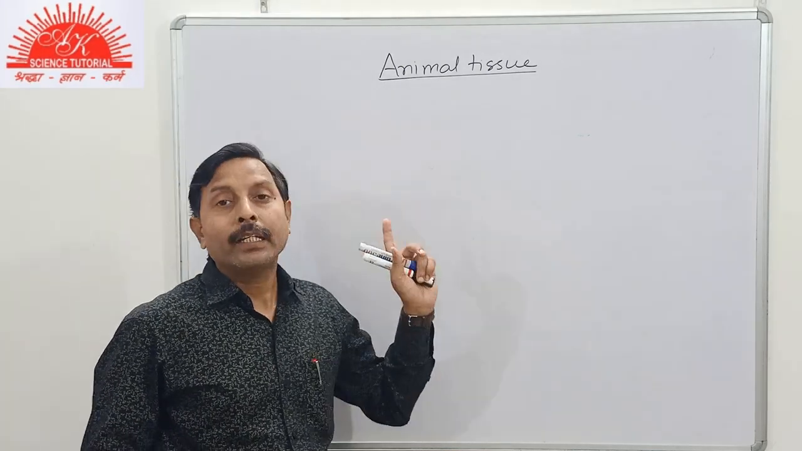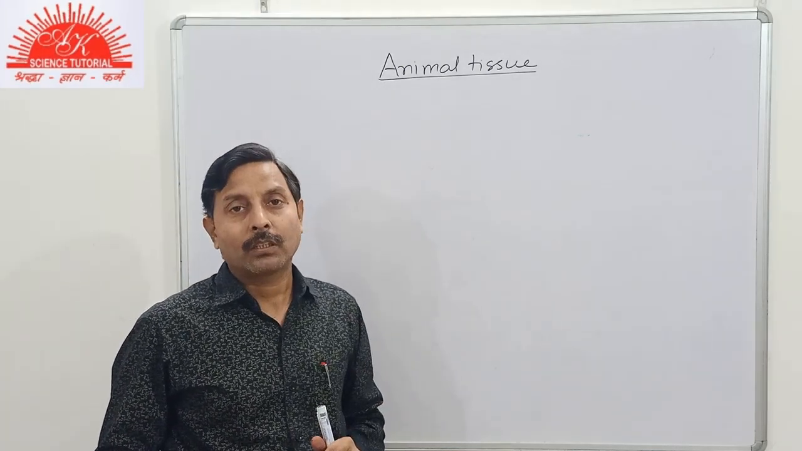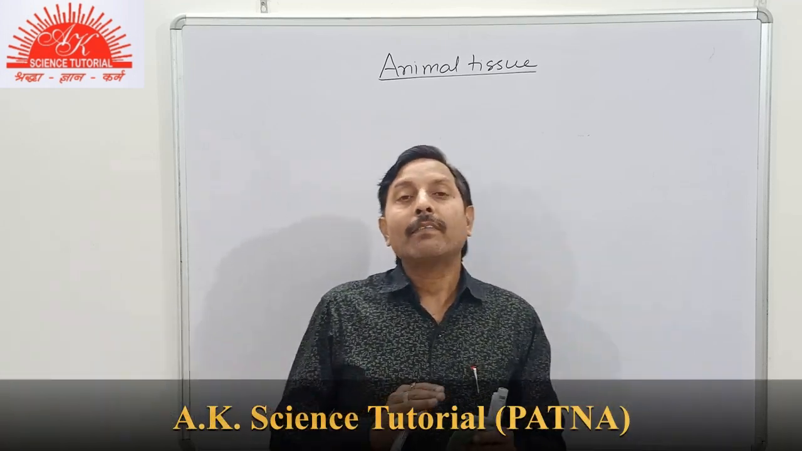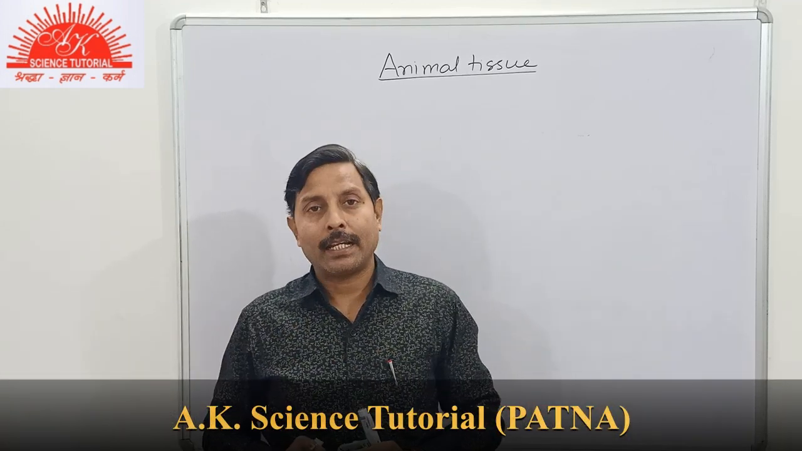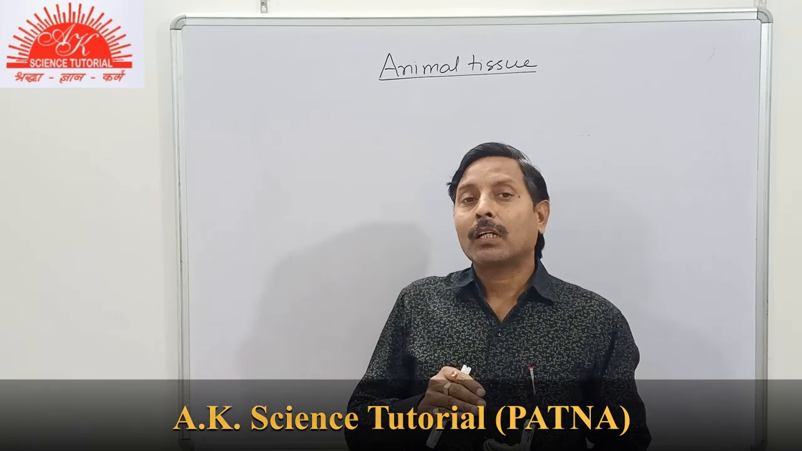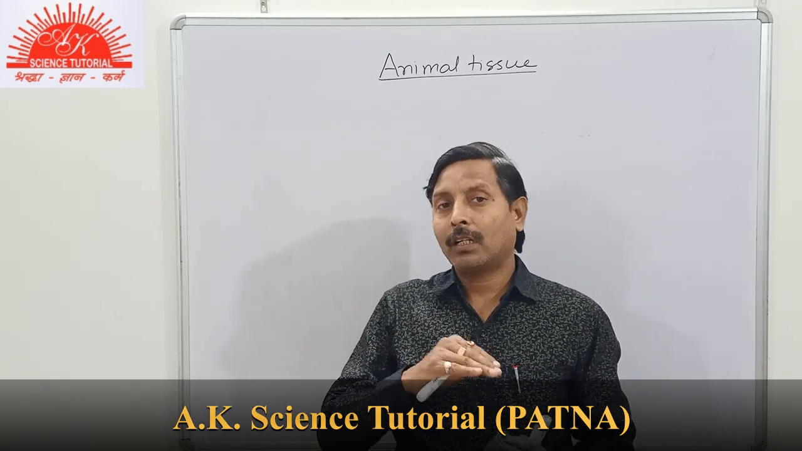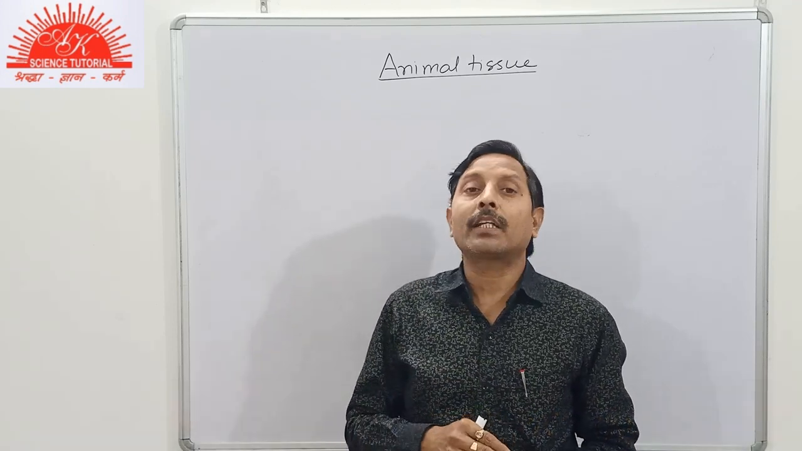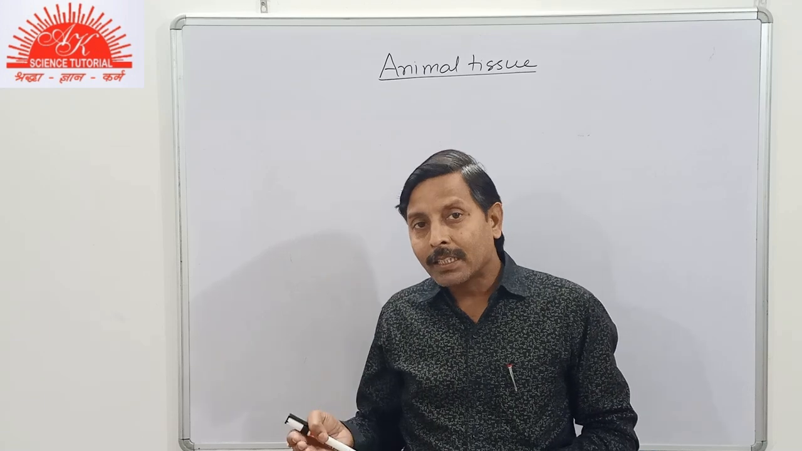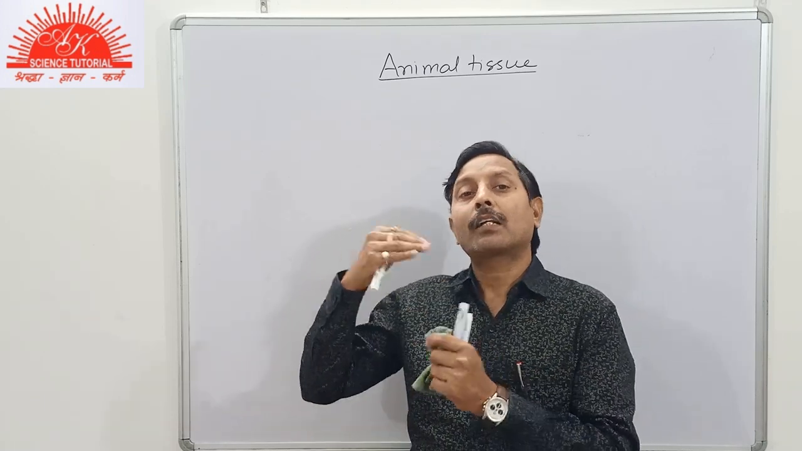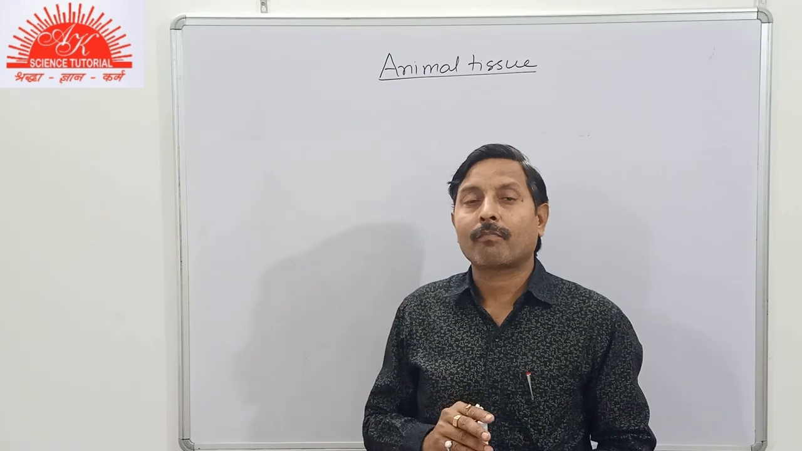Now we'll study animal tissues. Unlike plants, animals have a complex type of body design. In higher plants, there were simple tissues, like meristematic tissues whose cells were dividing. Some were permanent tissues for providing mechanical support as well as transport of materials.